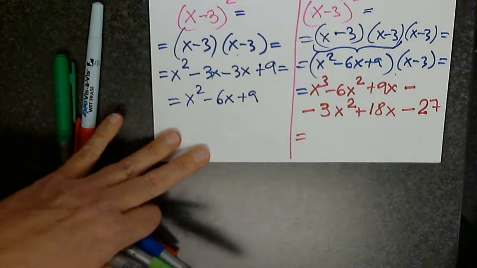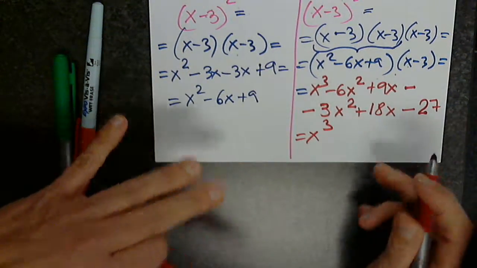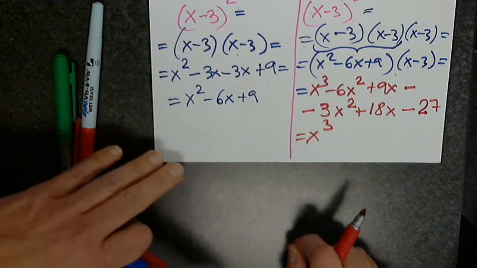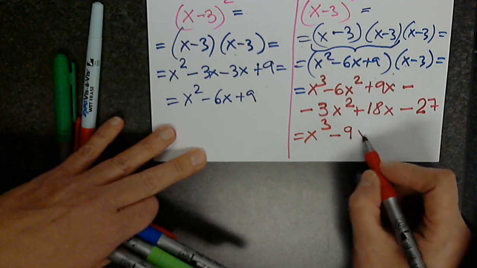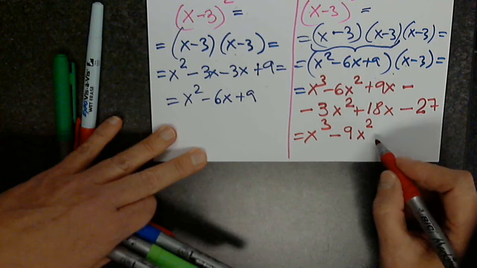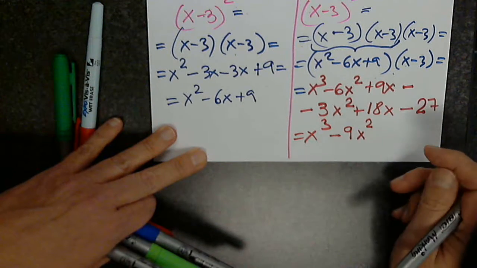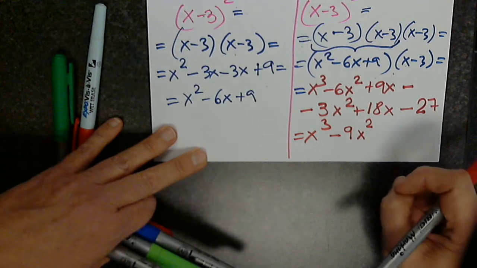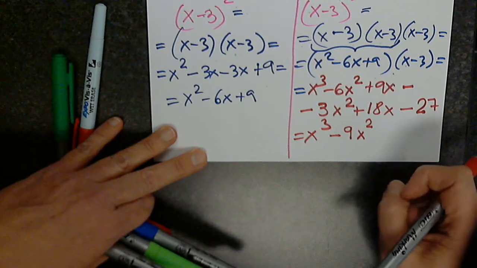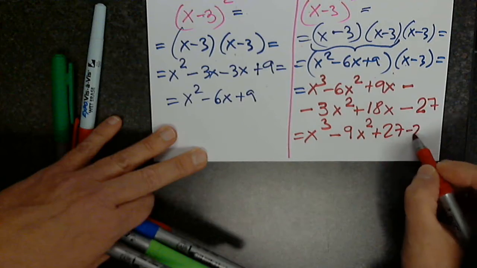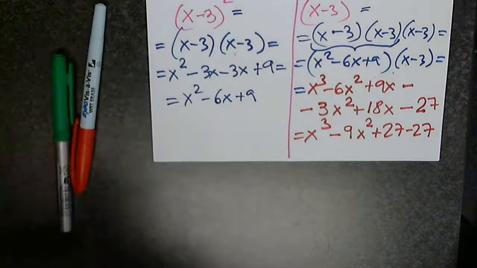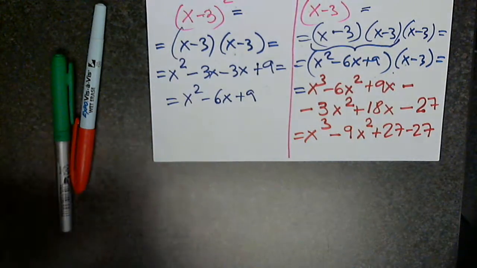3. Okay, so I start with x cubed, and then subtract negative 6 from negative 3 and you get negative 9x squared. I'm sorry, negative 6 minus 3 is negative 9, I did 16. And then plus 27x and minus 27. One remark here, and I'm done.